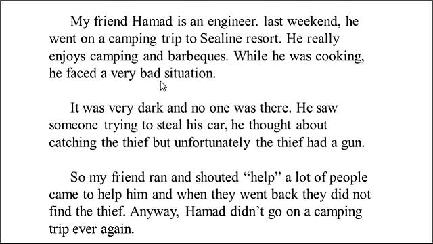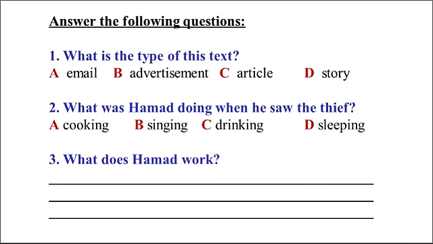Now, after reading this text for the first time, move to the questions. Here we have three questions. Two of them are multiple choice and one of them is writing. For the multiple choice, we have four choices: A, B, C, and D. Read the question and don't try to answer it directly after reading. Read the question. After reading it, move to the next question. Try to read it again and move to the third question and read it.